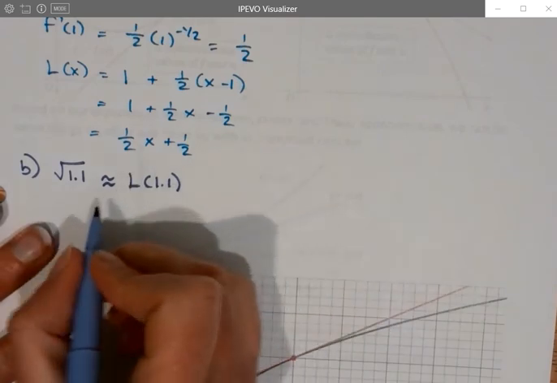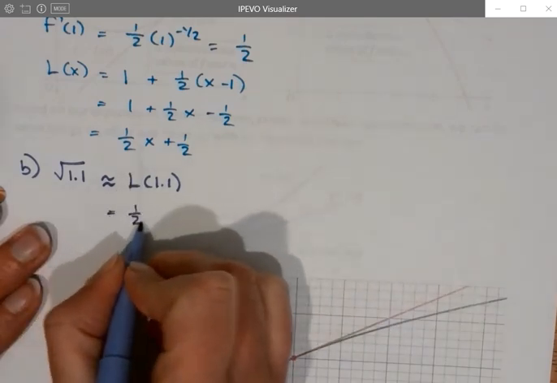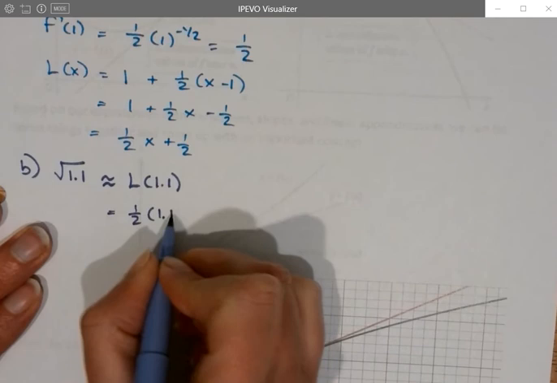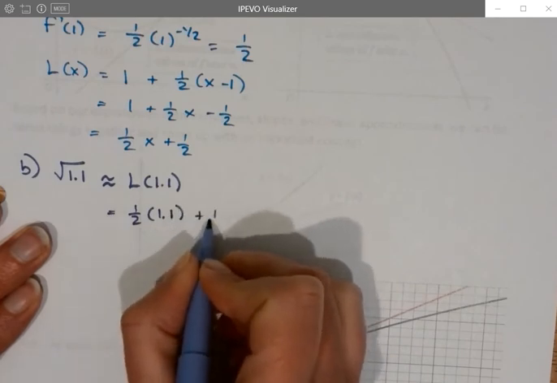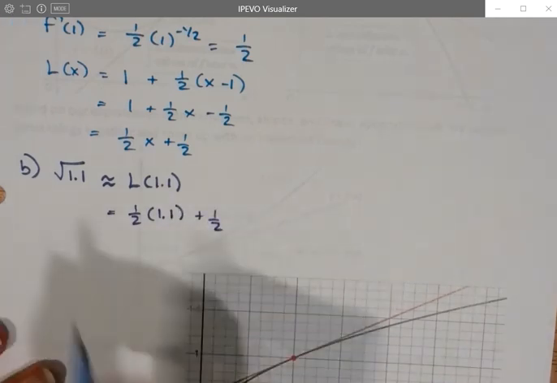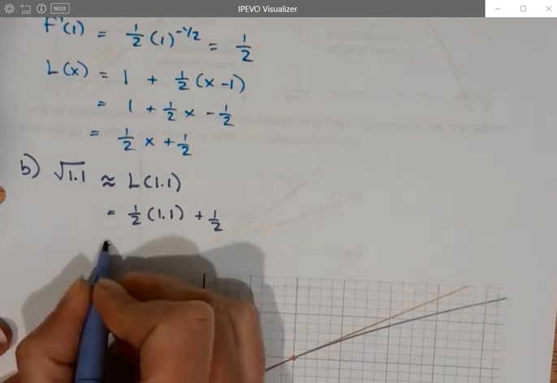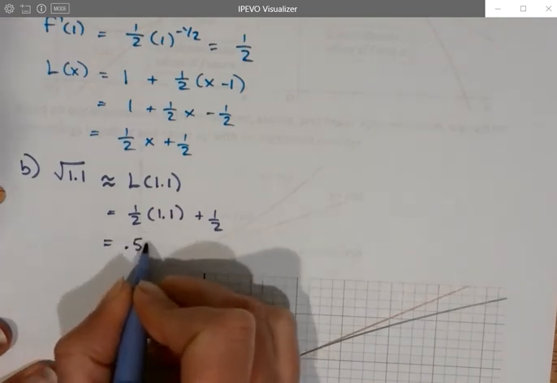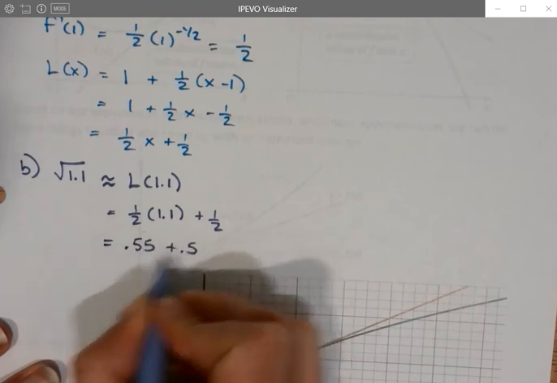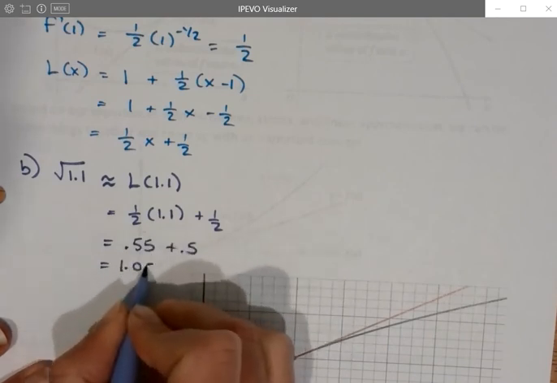Okay, so this is going to be equal to 1/2 of 1.1 plus 1/2. So I could use a calculator, but I think we can do this in our head as well. Half of 1.1 is 0.55, so this is 0.55 plus 0.5, so it is 1.05.